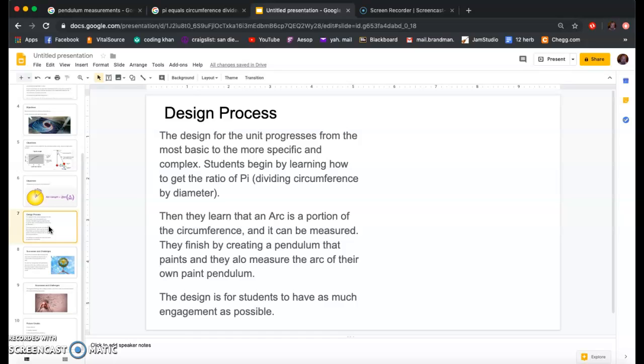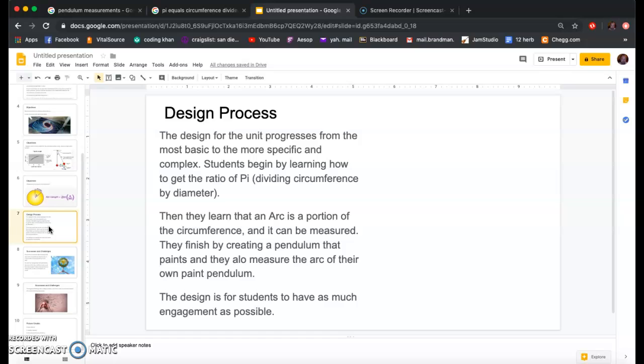So the design process starts with the most basic aspects of pi, learning circumference and diameter ratio. And they do this by measuring normal objects around the classroom and the school, any circles or wheels that they can find. They learn that the arc is a portion of the circumference and that it can be measured. They finish by creating a pendulum that paints and also measure the arc of their own paint pendulum.